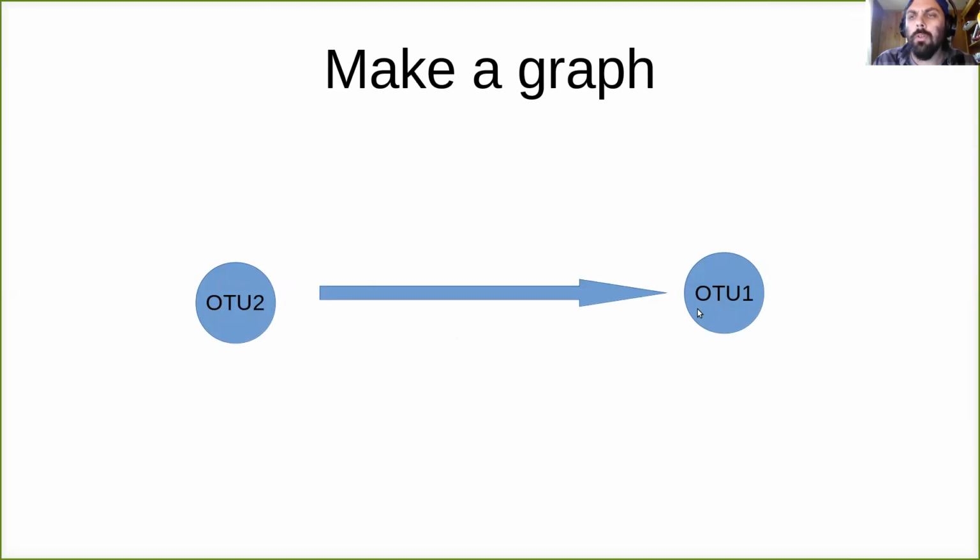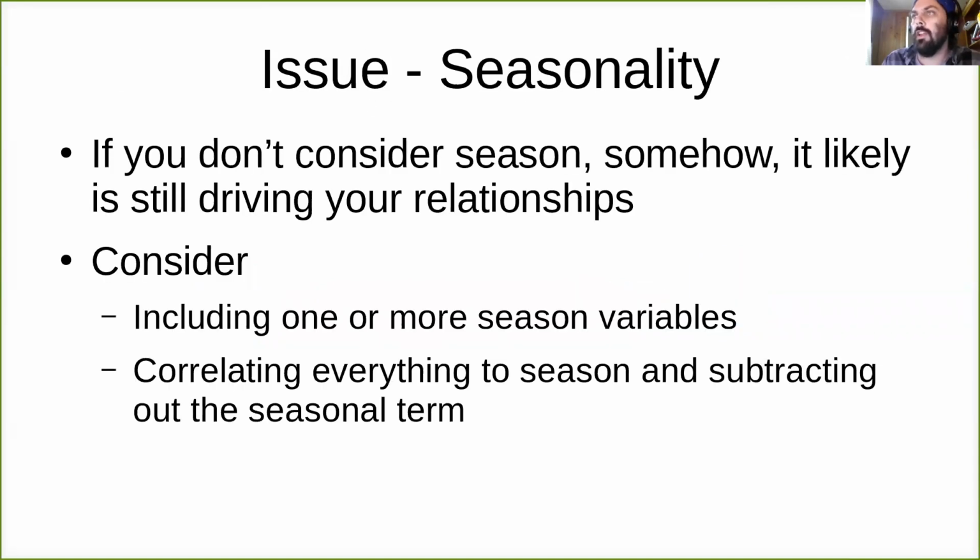Just a couple issues that I want to get into with this approach. I've used this approach in my analysis before, but I recognize that there are some issues about it. One of them is seasonality. If you just have a bunch of OTUs and you haven't put seasonal information in there, it's likely still driving a lot of your effects. You'll likely see a lot of clustering related to season.